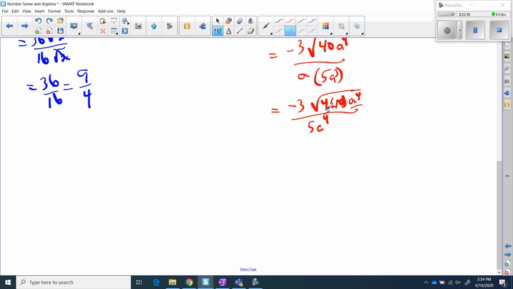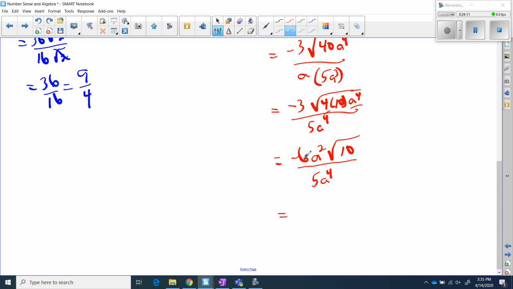Square root of 4 is 2. Multiply by the negative 3, I get negative 6. Oh, sorry, I forgot one thing. So it's going to equal, let's try that again. Square root of 4 is 2. Multiply by 3, that's negative 6. That was right. But I also have another perfect square here. The square root of a to the 4th is a squared. That's going to come out front, leaving me with a 10 below the radical. Denominator, 5a to the 4th.